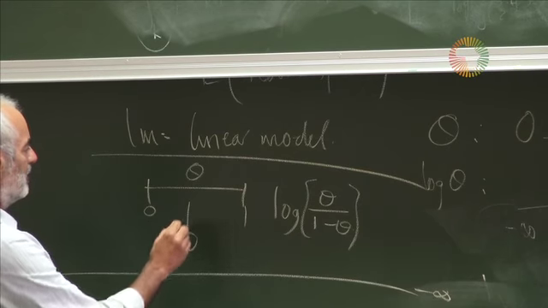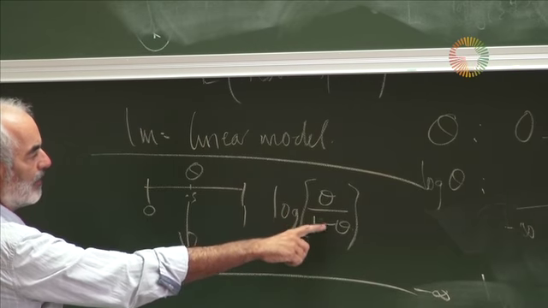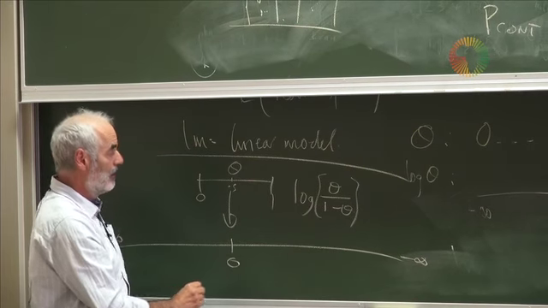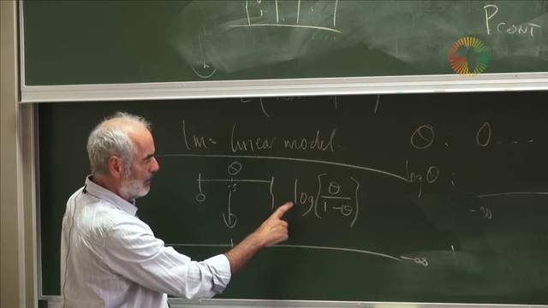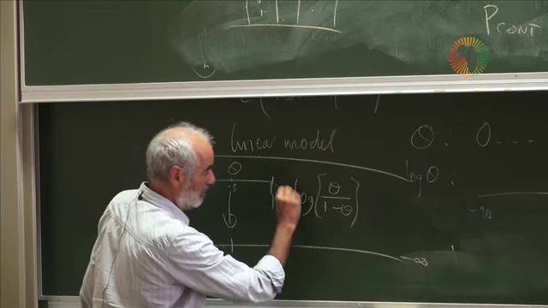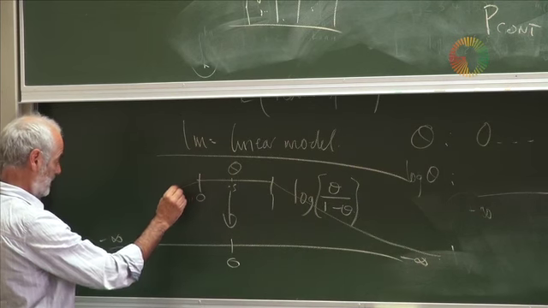And so what happens is that when theta is 0.5, that's 0.5 over 0.5, so the log goes to 0. When theta is 1, that goes to 1 over 0, and the log will go out to infinity. And when theta is 0, it'll go down to minus infinity.